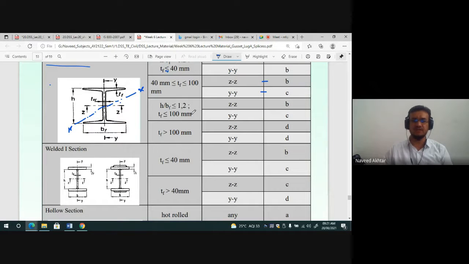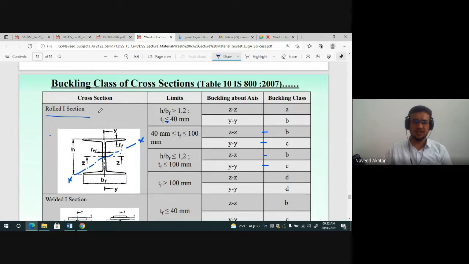If H by B is less than 1.2 and TF is less than or equal to 100 mm, then the ZZ axis and Y axis are B class and C class. This is for the rolled I section.